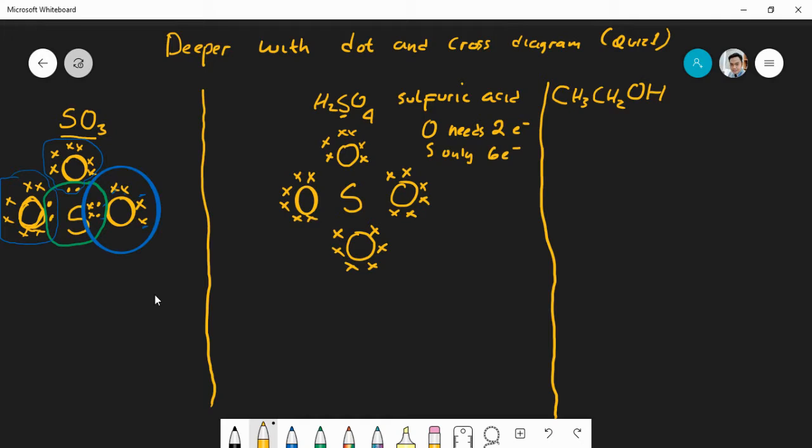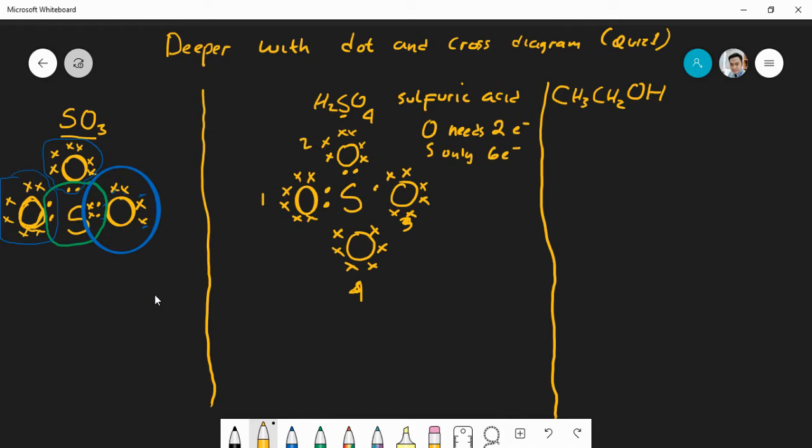So give 2 in here, give 2 in here. So this is the first and the second oxygens. This is the third and the fourth oxygens. Those need also 2 electrons, but the sulfur only has 6 electrons and already shared 4 of them. So the remaining electrons are only 2 now.